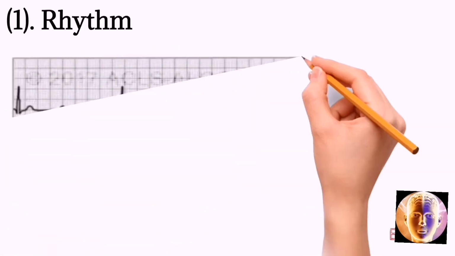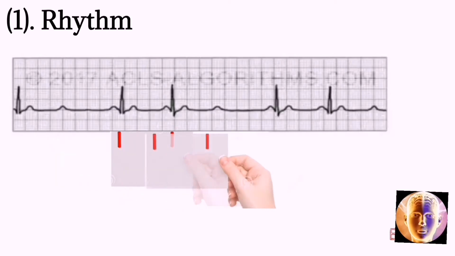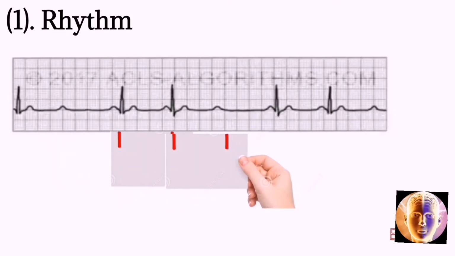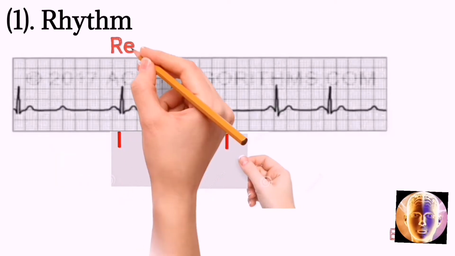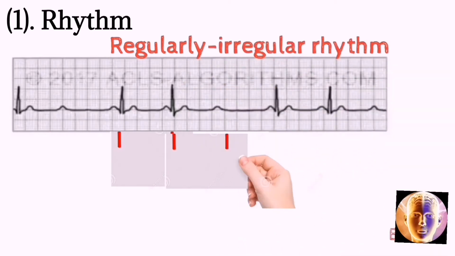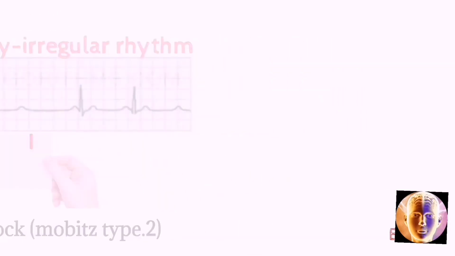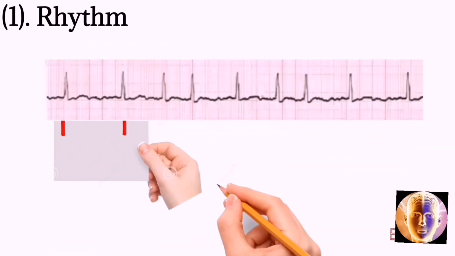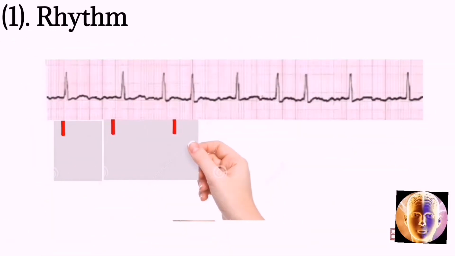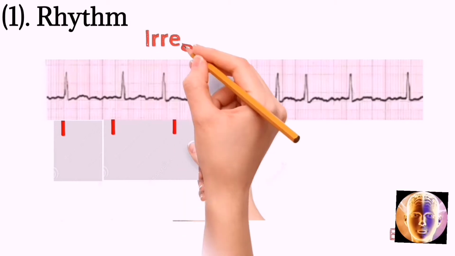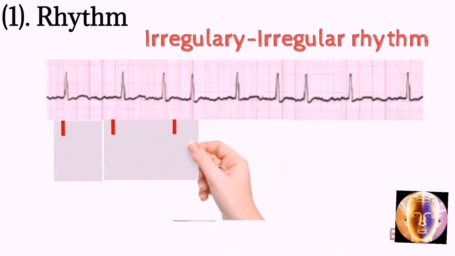This is another ECG strip. Measure the R to R interval. If the R waves are not equidistant and there is an identifiable P wave before QRS, then this is regularly irregular rhythm, seen in second degree heart block or Mobitz type 2. This is another ECG strip. Measure the R to R interval. If the R waves are not equidistant and there is no identifiable P wave, then this is irregular rhythm.